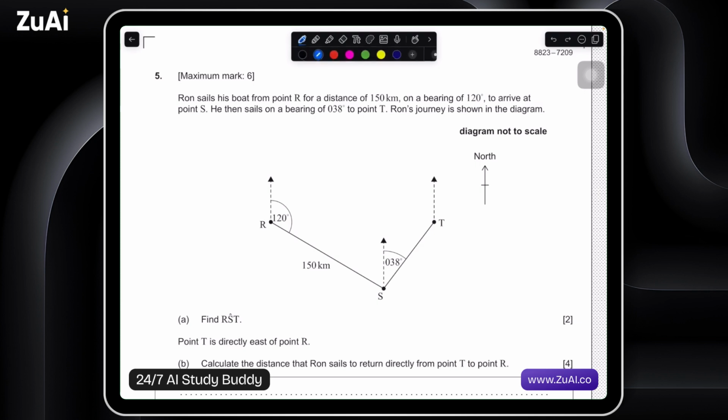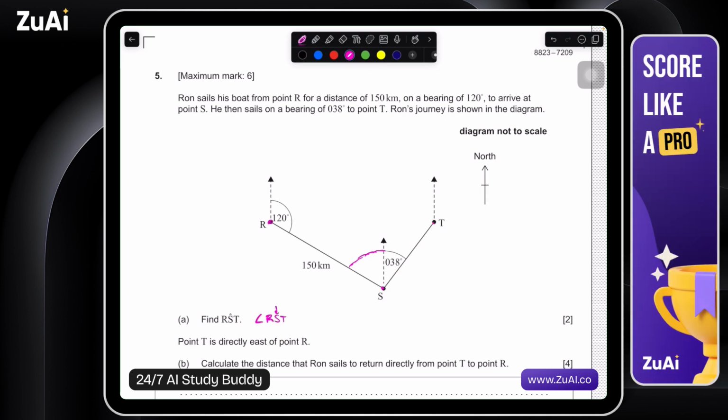Find RST. What are they asking us to find? If we start at R, then we go to S, and then we go to T, they're asking us to find this value right here. RST. Also sometimes see this as RST, where you're looking for that middle angle. Just follow the points and you'll get there.